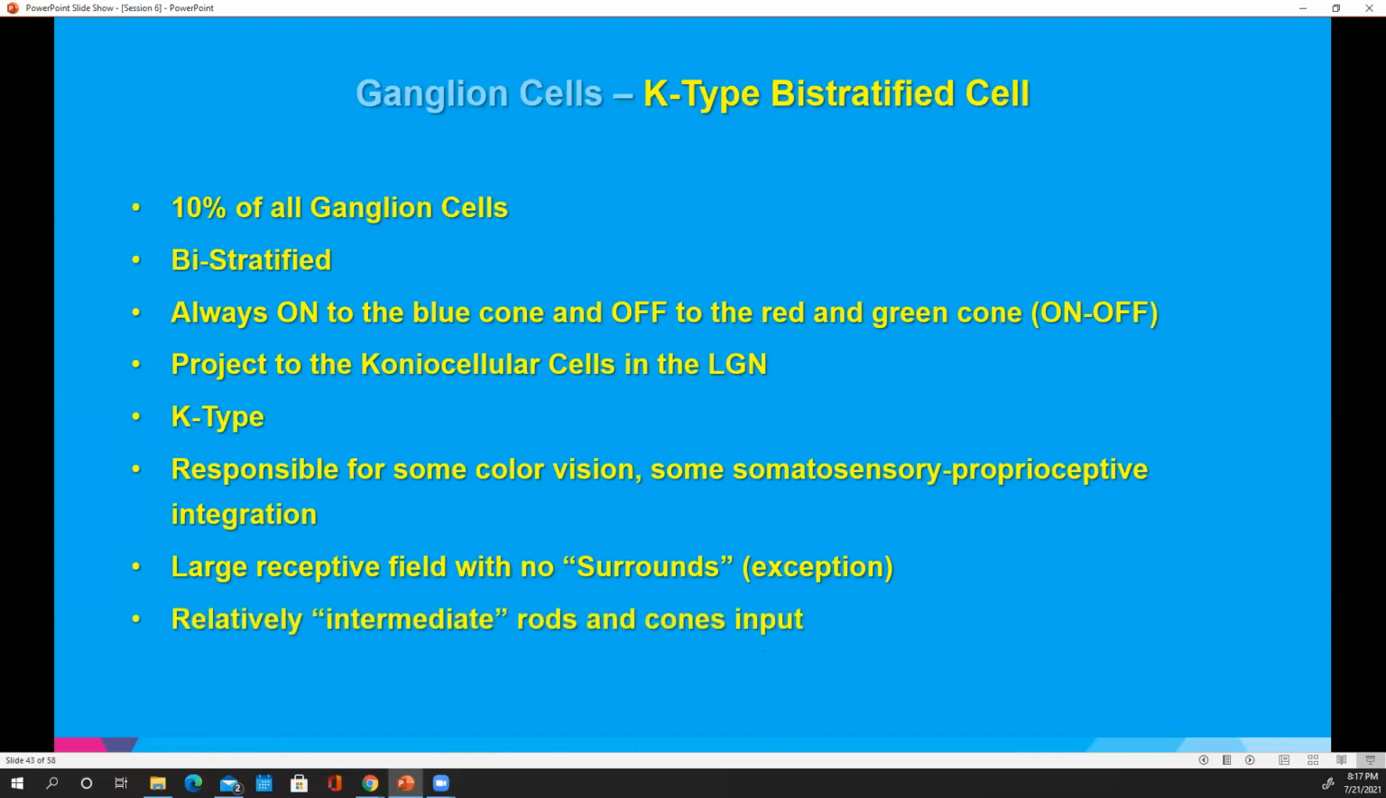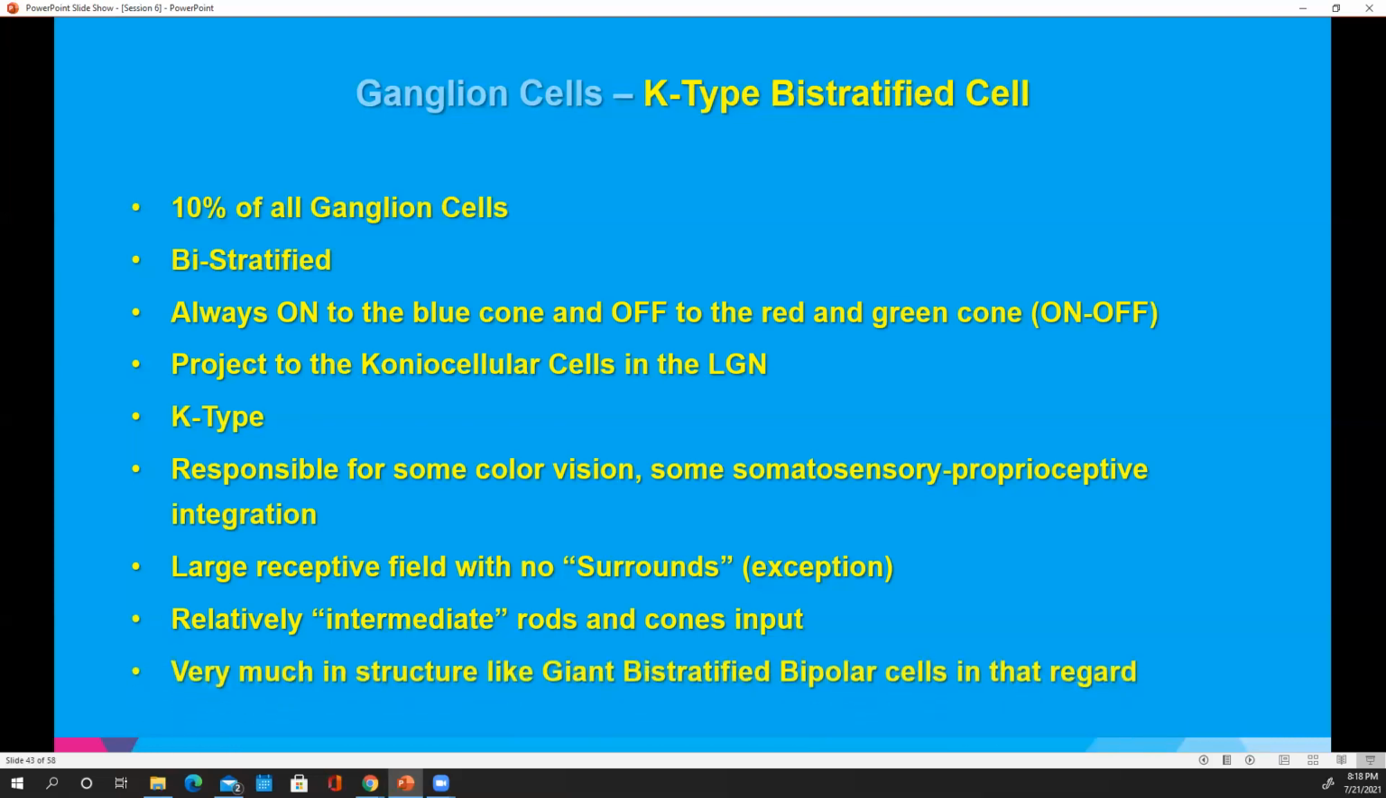He has an intermediate amount of rods and cones. The only reason this is here is that if you ever get asked which of the ganglion cells has the most rods and cones, it would be your M type, your magnocellular, because most of the rods are going there. But what about the fewest? That would probably be your P type, or your midget ganglion cell, the one that deals with color vision. But who's in between? Well, it's this guy. That was in your book.